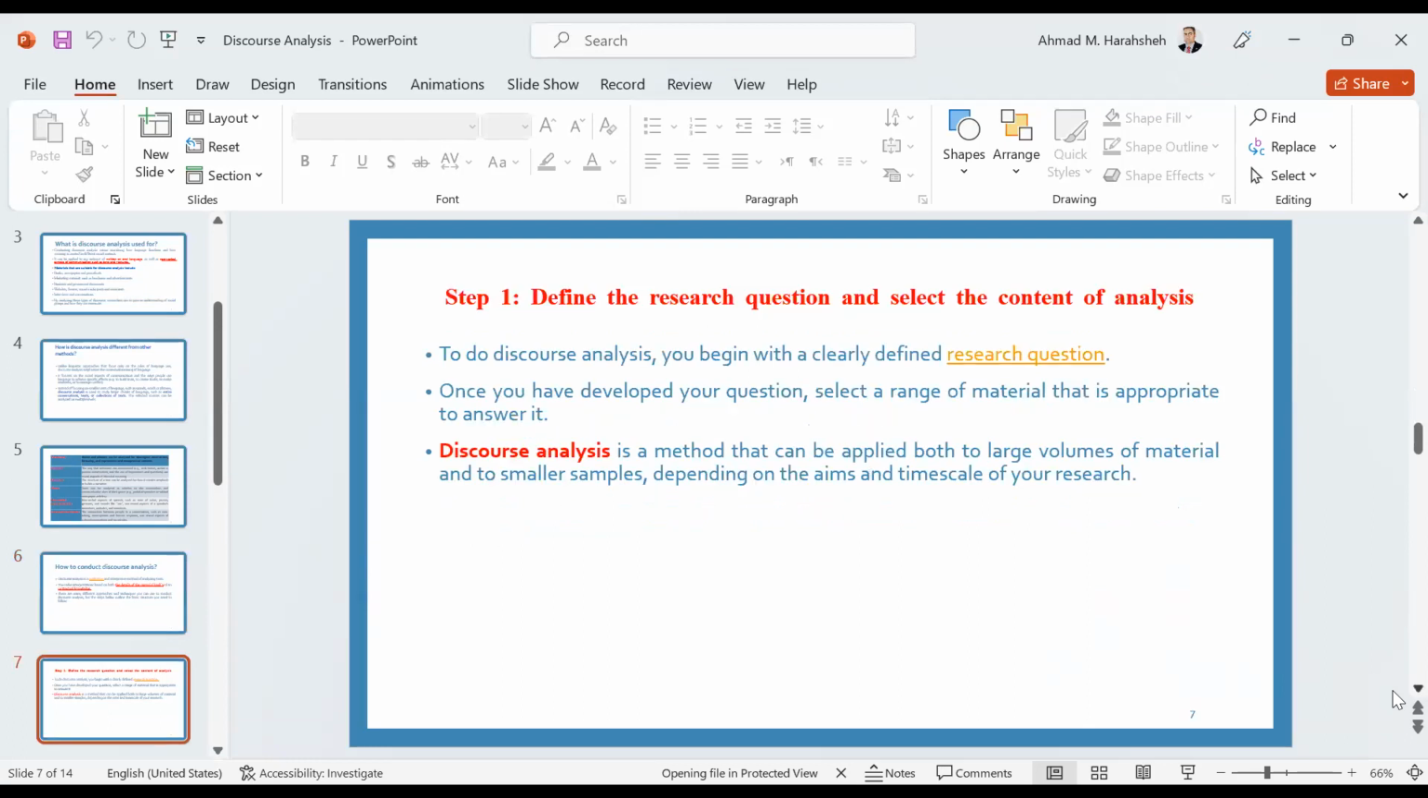First of all, you have to define the research question and select the content of analysis. To do discourse analysis, you begin with a clearly defined research question. Once you have developed your question, select a range of material that is appropriate to answer it. Discourse analysis is a method that can be applied both to large volumes of material and to smaller samples, depending on the aims and the time scale of your research.